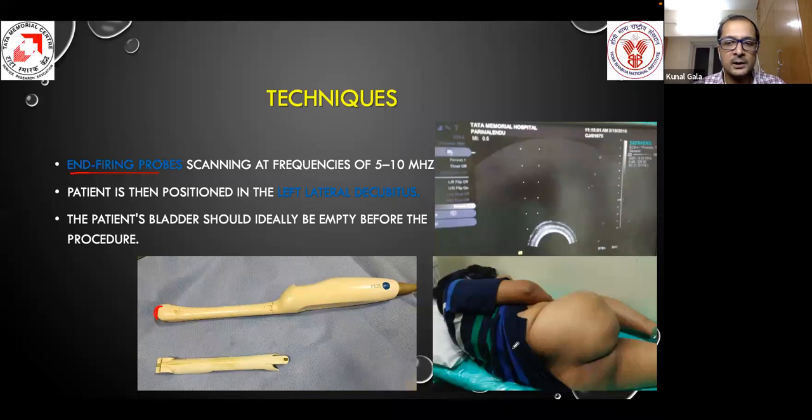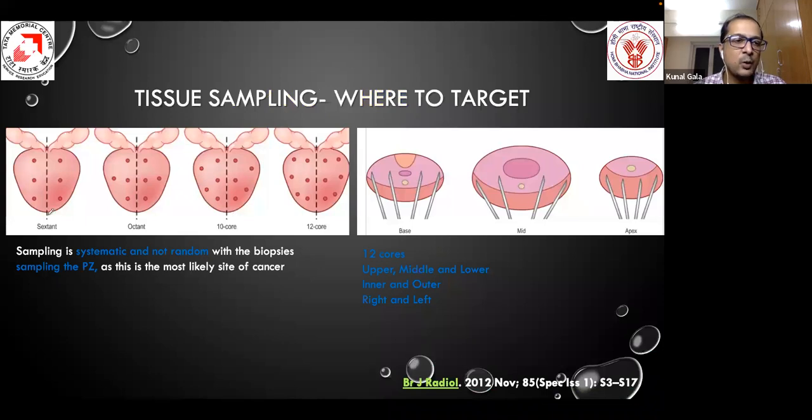So the patient is generally lying in a lateral decubitus position. The bladder needs to be empty before doing this transrectal biopsy. So what is the conventional method? We generally do a 6 plus 6 approach, that is a 12 core biopsy. This is the 6 plus 6 approach which is generally done at our institute.